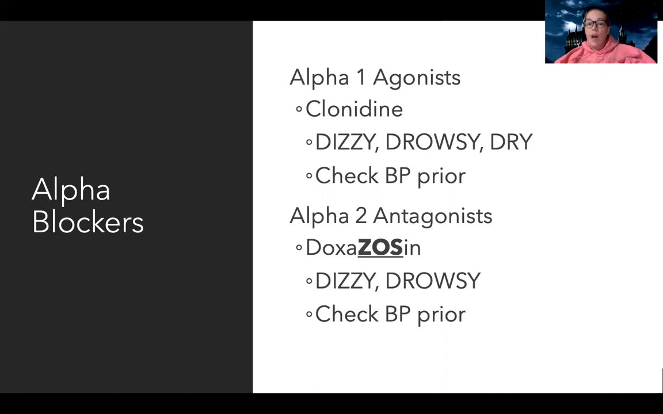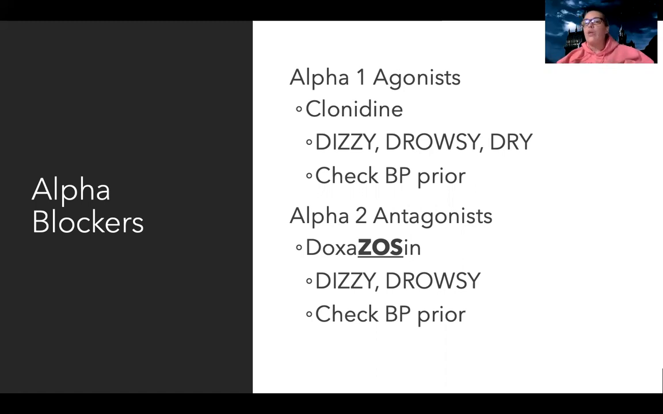You're going to see here the other type of alpha, alpha 2, the doxazosin. This is very similar. The only difference is it doesn't have that dry mouth side effect the same. So we're really just worried about dizzy and drowsy. And of course, you want to check your blood pressure before, because these are both going to affect the blood pressure. But look at this, these are pretty much the same.